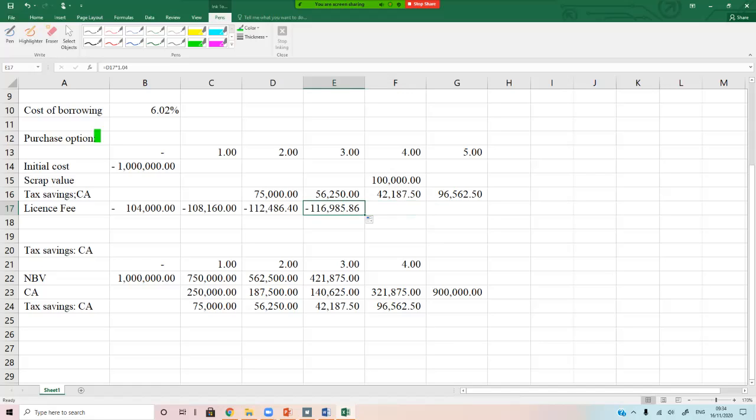Yes. Don't forget, the other question is that license fee? Yes, but the question says that a license fee of 104 is payable at the end of the first year. It's the end of the first year, not the start of the first year. Thank you. So let me just drag the workings. Therefore it's for year 1, year 2, year 3, and year 4. It's the end of the year. End of the first year, yes.